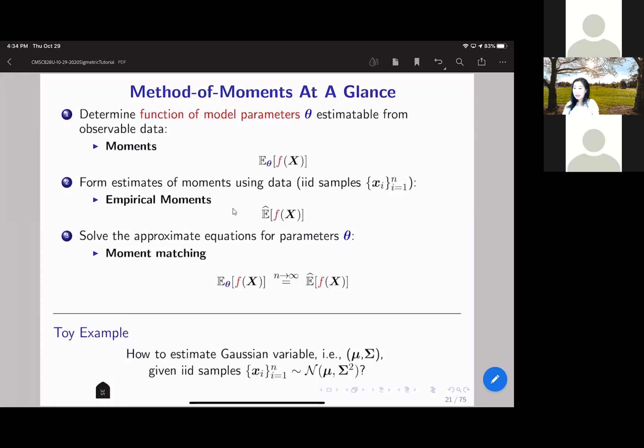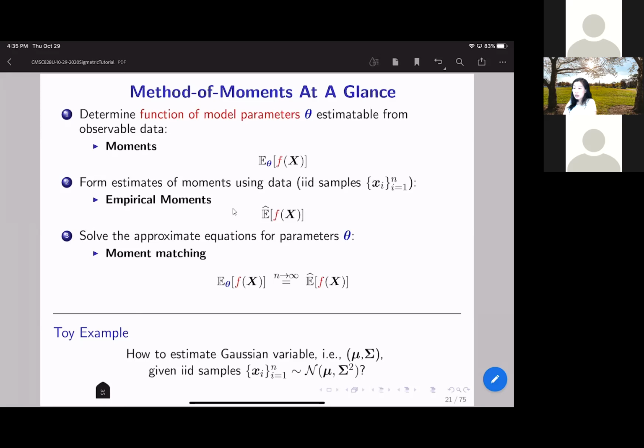So this is essentially the most important slide that I was talking about. Method of moments at a glance, right? So what is the method of moments? I want to first focus on bullet point 1. Bullet point 1 is saying, if you want to determine a function of model parameters, estimable from observable data. So that's your goal essentially, right? Thinking about the learning problem, trying to learn the model parameters theta from the observed data, from your training data set without labels.